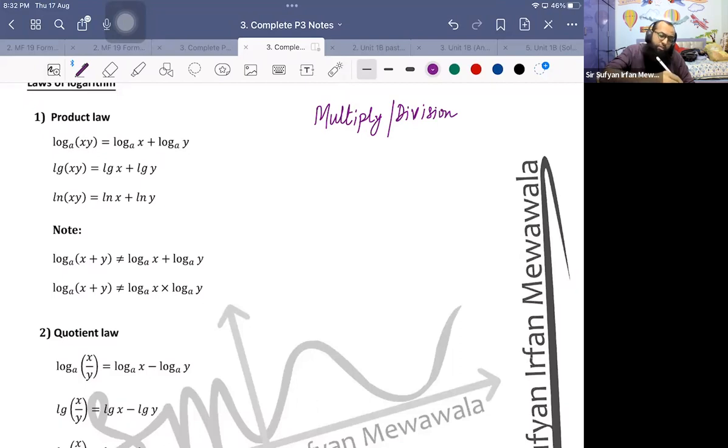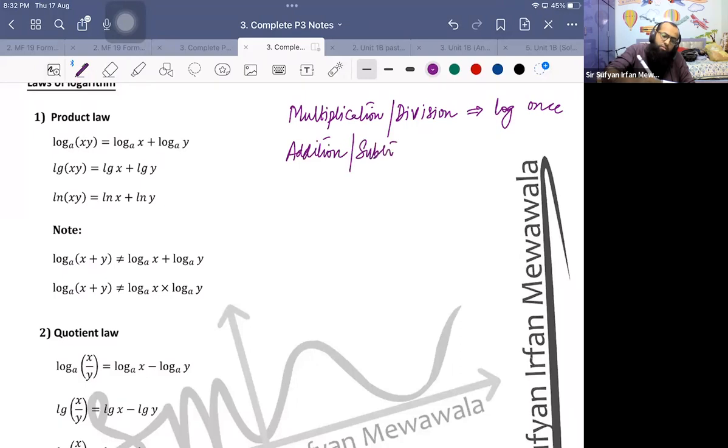Multiply या divide वाली जो form होती है, let me write the whole multiplication. If it's multiplication or division, then log once. If it's addition or subtraction, then log twice.